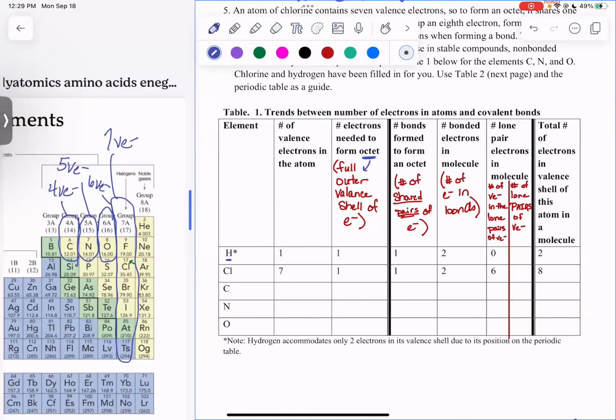Then if we look at the number of bonds formed. So however many electrons are needed, that's exactly how many bonds are going to form. So you see this really cool relationship. And that tells the number of shared pairs of electrons. Now, if you want to know how many total electrons, you take the number of bonds formed times 2. That gives you the number of bonded electrons in the molecule, because one bond is 2 electrons. So all we did was multiply by 2. So now, the next question is, how many lone electrons do we have? So I've kind of split this into 2.